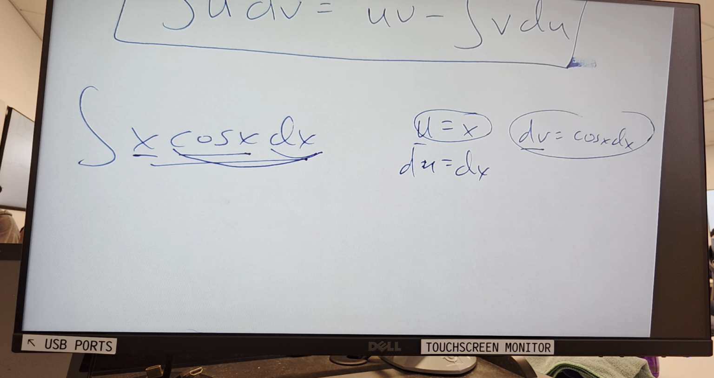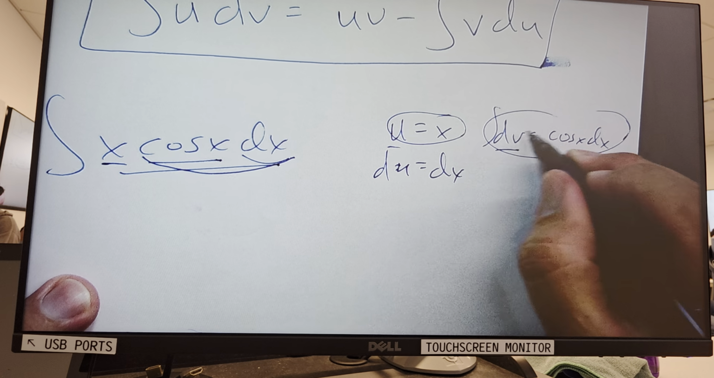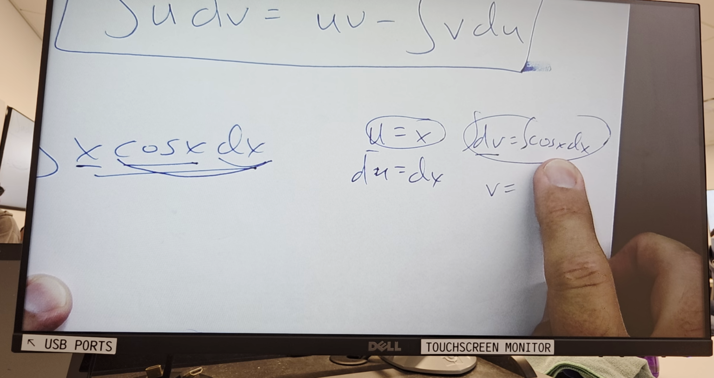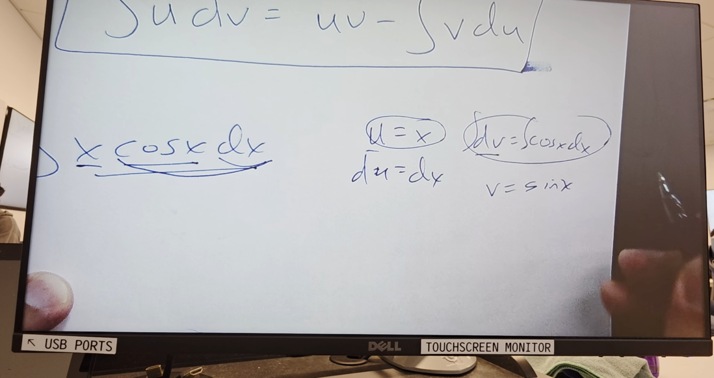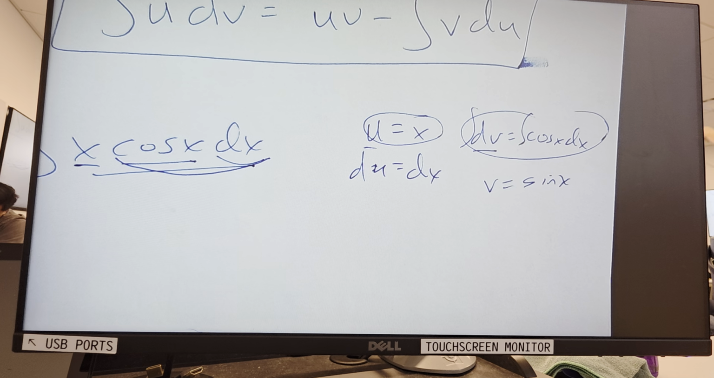I see. What do I have to do to this to get v? Integrate. What's the integral of cosine? Sine. So I really want you to see this because I do remember when I was taught integration by parts, I hated it at first because you pick u and dv, you immediately figure out what du and v are, and now your little recipe just tells you where to put them.